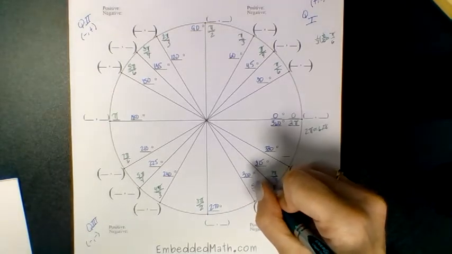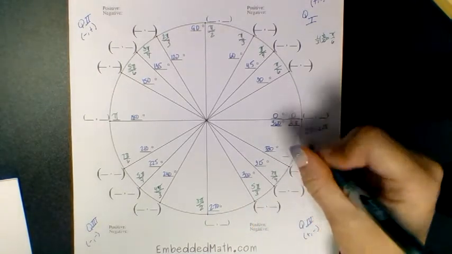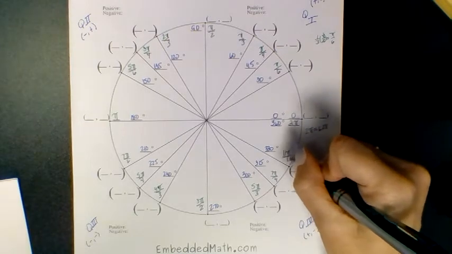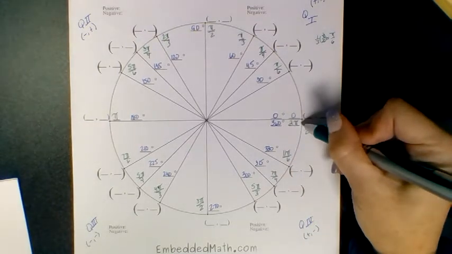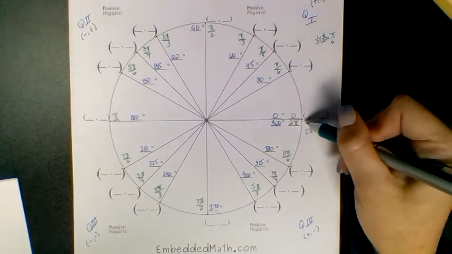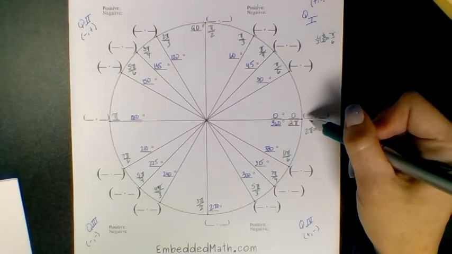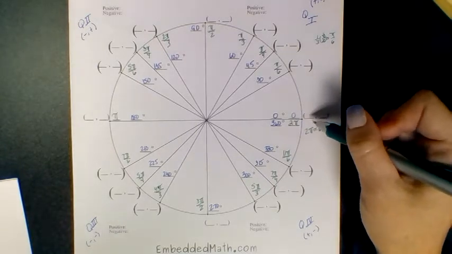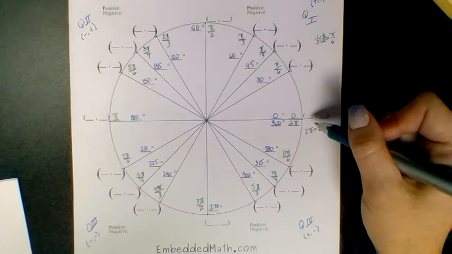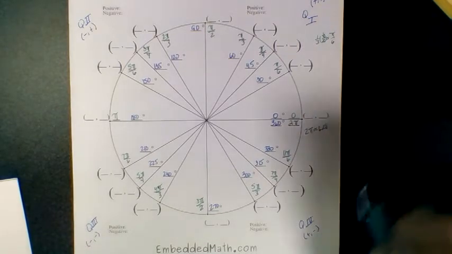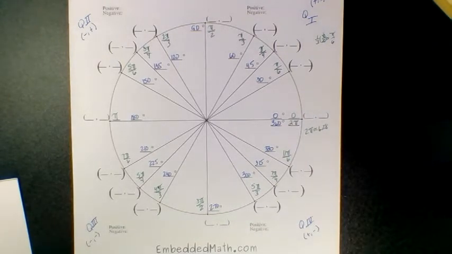10 pi sixths reduces. 11 pi sixths, and then 12 pi sixths is the same thing as 2 pi again. That helps me remember how to work my way around the circle and fill in all of those special angles in radians. All right, now let's talk about these coordinates that are still blank on our unit circle.